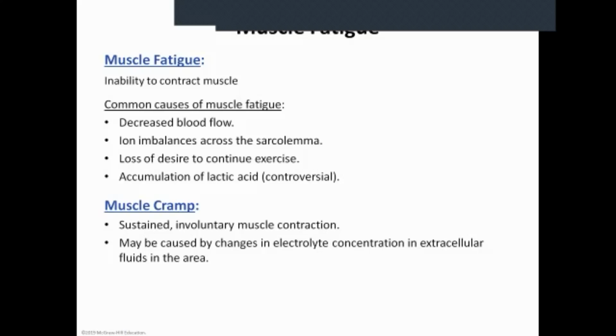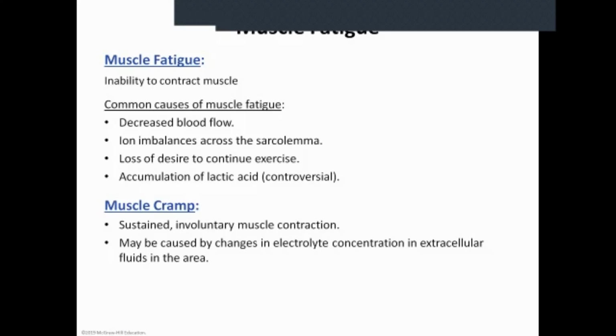And when we think about muscle fatigue, it's the inability to actually contract muscle. Now, to that being said, it doesn't completely wipe out the muscle. The muscle can still contract to a degree. And in fact, lactic acid at some levels is actually used to generate more muscle, because it can lead to a little bit of scarring in the muscle, and it can lead to the muscle getting bigger through this hypertrophy. But it can lead to muscle fatigue. So when we think about muscle fatigue, again, the accumulation of lactic acid is kind of controversial.